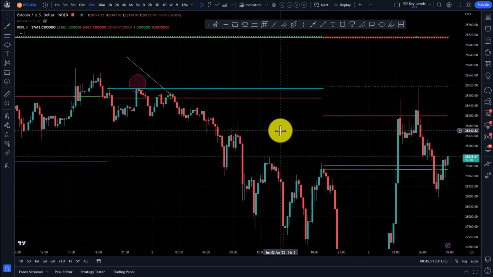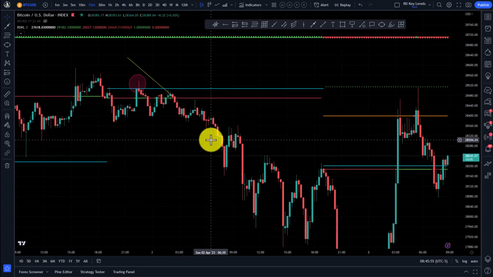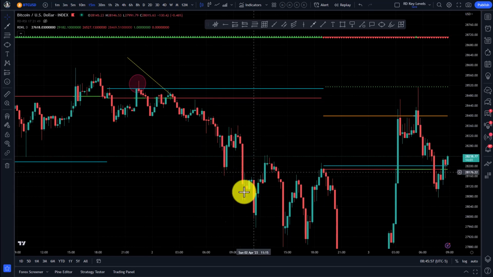Now, if we were to have the RexDog indicators on here, you would see that this is probably a momentum shift, and we would be able to see that, hey, this aligned with momentum as well.